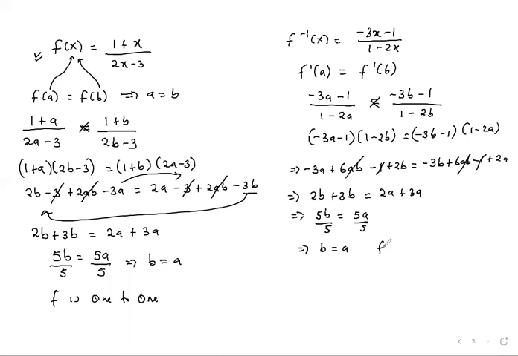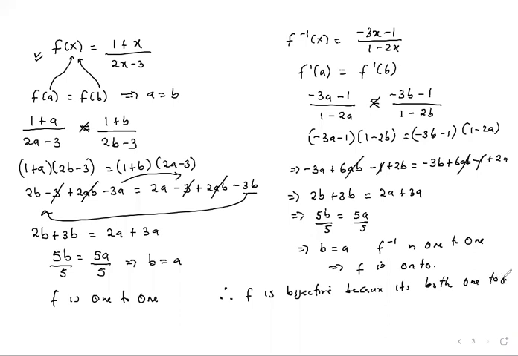So f inverse is 1-to-1, implying that f is onto. And so, therefore, f is bijective because it's both 1-to-1 and onto.